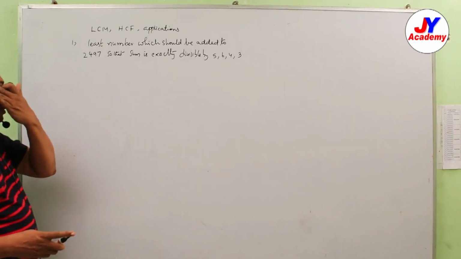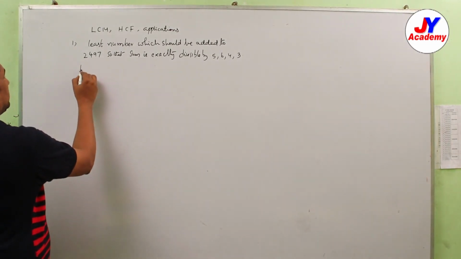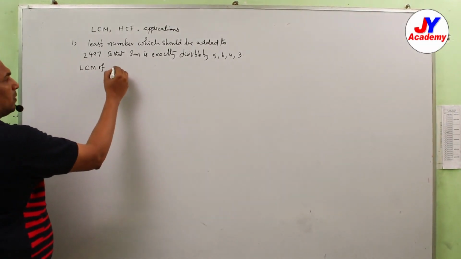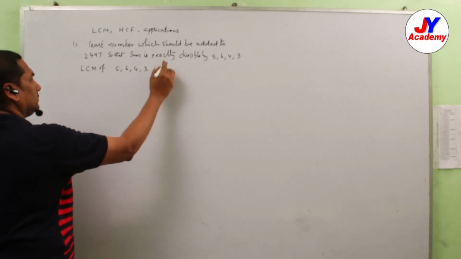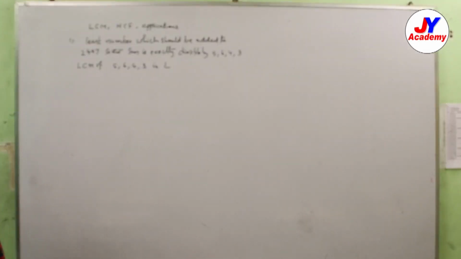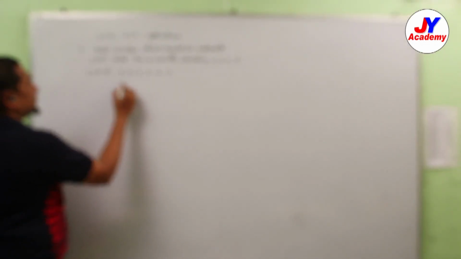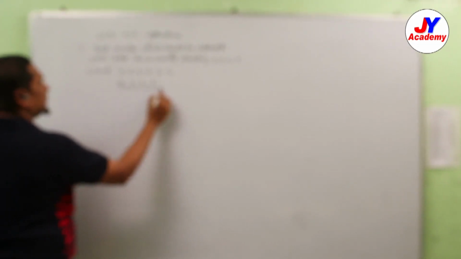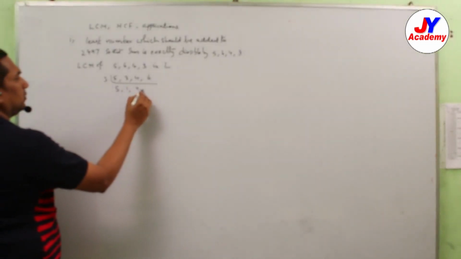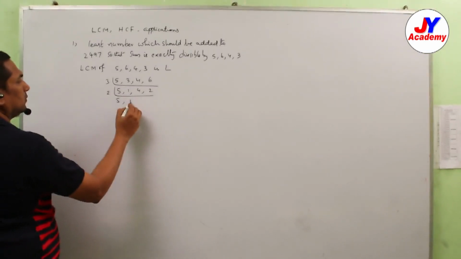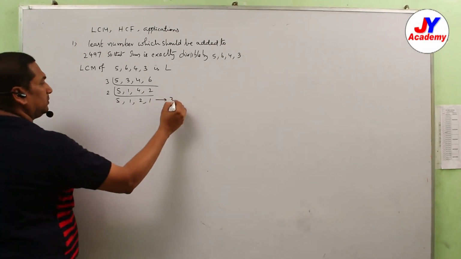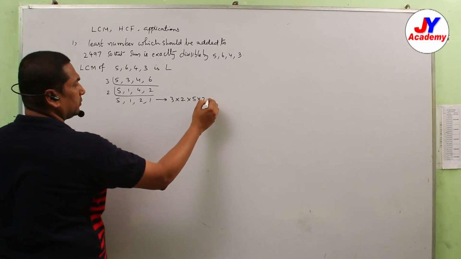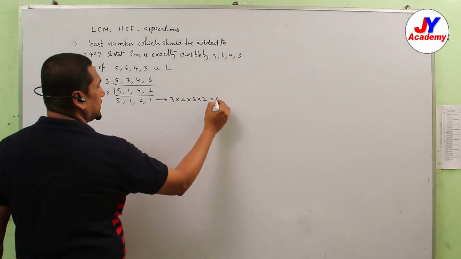Okay, so now by taking LCM of 5643, let it be L. Now what is LCM? 5346, so 3 1 4 2 2 5 1 2 1. So no two of them in same table, so we can take the LCM: 3 times 2 times 5 times 2, that is 60.